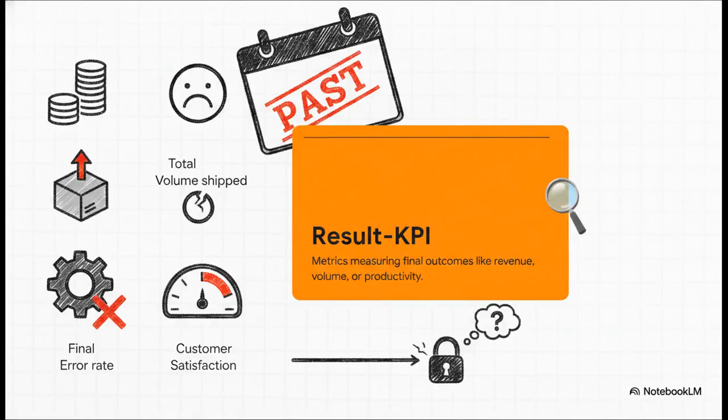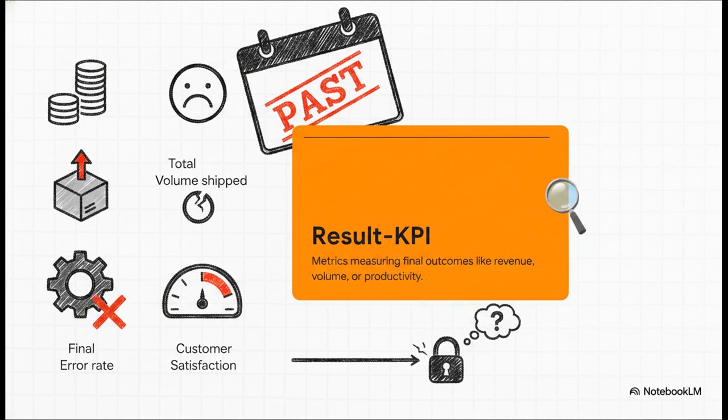On the left side of that equation, we have our Result KPIs, otherwise known as lagging indicators or output metrics. These are your standard, everyday business metrics. They measure the final outcome. We're talking total volume shipped, final error rate, revenue, customer satisfaction scores. Now, they are incredibly concrete and super easy to capture.